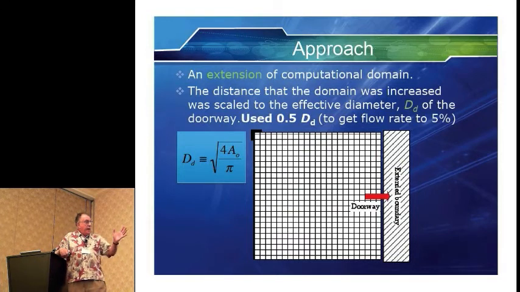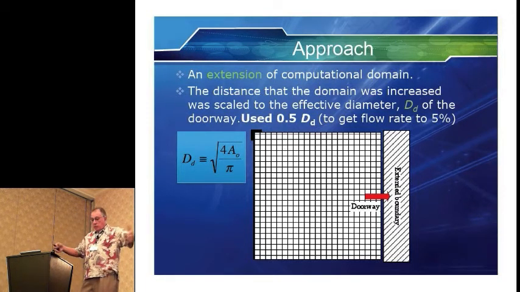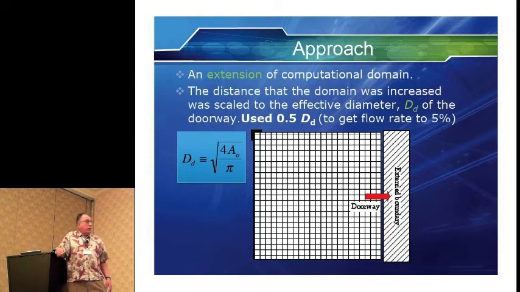They extended the domain out, and they used a factor that was this D sub d, an effective distance or effective diameter based on the area of the vent. So that was their model. And they did this for all the vent cases, because this is a doorway shrinking down to smaller and smaller widths, so it's over a whole range. They found that if they extended it out 0.5 of that, they got good results.